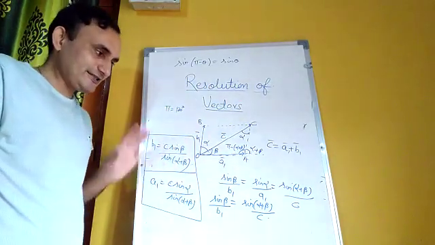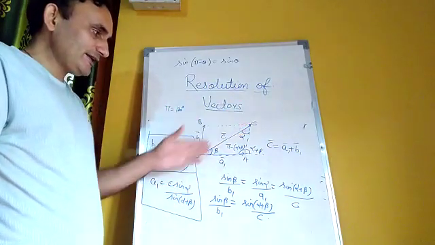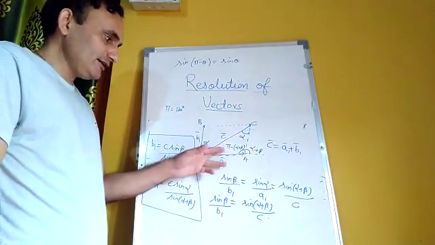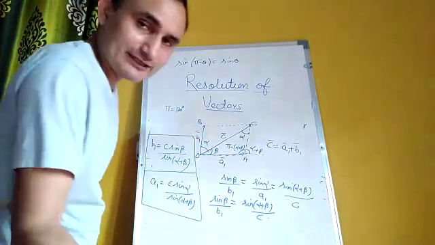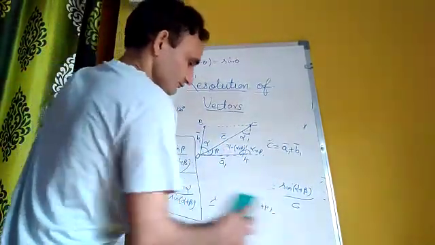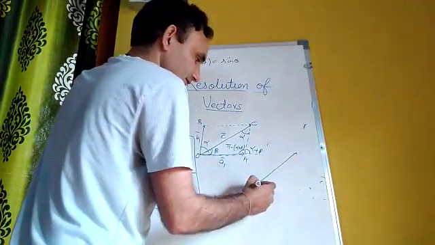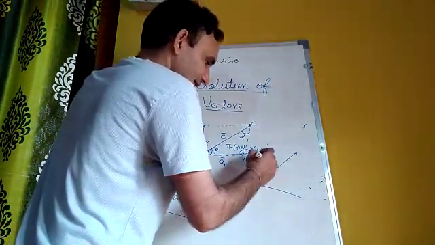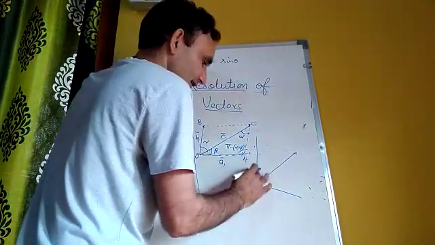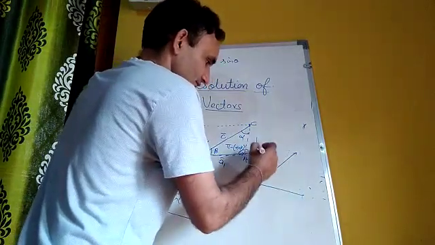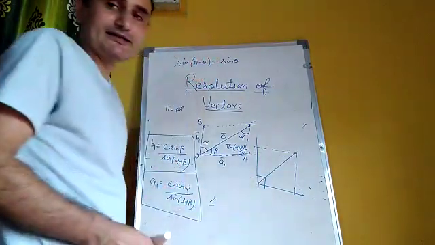Now one application of this is a very general method. One application of this is when we break a vector into two vectors which are at 90 degrees to one another. Okay, so let me show you. So we are breaking a vector into two vectors which are at 90 degrees to one another. So what we have, these vectors are at 90 degrees. So this angle is 90.